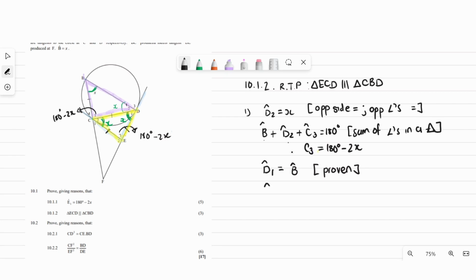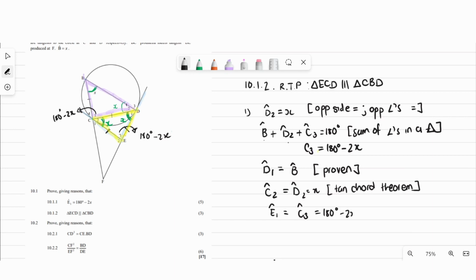We can say the fact that angle C2 is equal to angle D2, which is equal to x, and your reason is going to be what? Angle at the same segment, right? So therefore we know the fact that angle E1 is equal to angle C3, and that's going to be equal to 180 degrees minus 2x, and you're going to say that it's proven because you have proven it above, right?